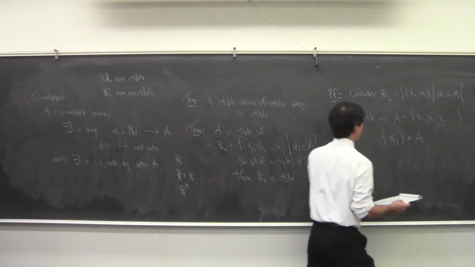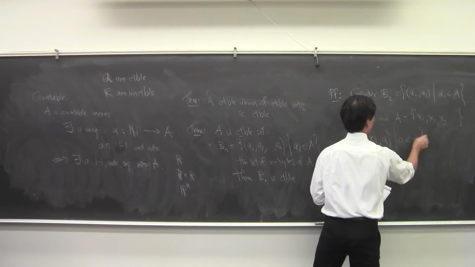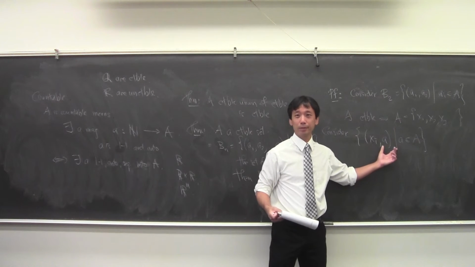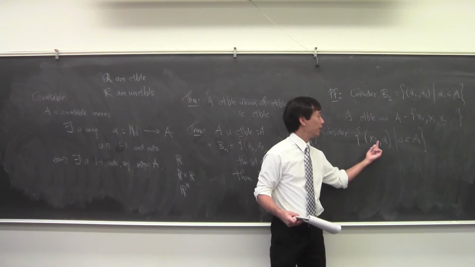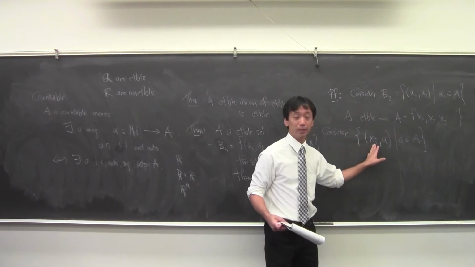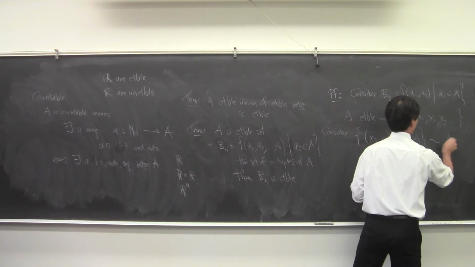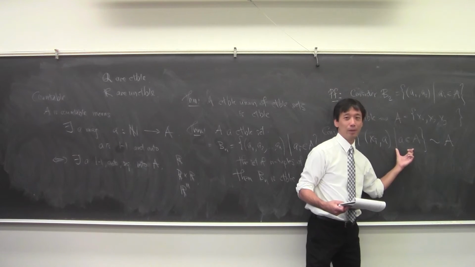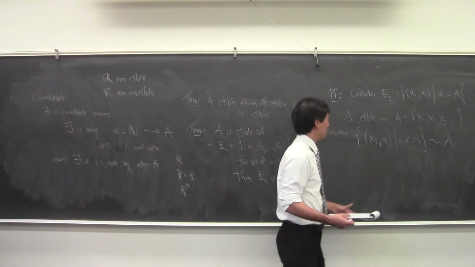Consider everything that looks like (xi, a), where a ranges over A. So the first entry is x of i, and the second entry is allowed to be anything in A. The first entry is fixed, and the second entry is allowed to range over A. We can see that there's a one-to-one correspondence between this and A, because we just map onto the second term.